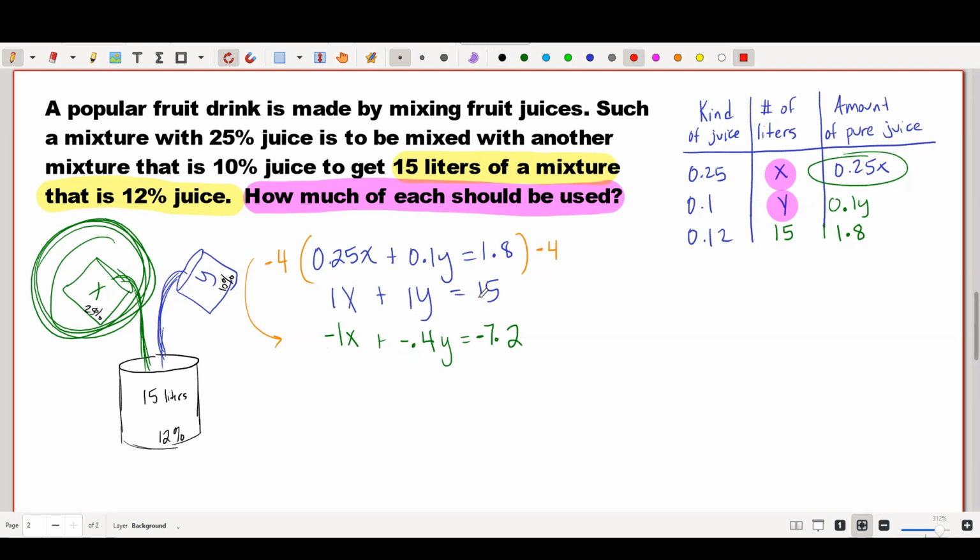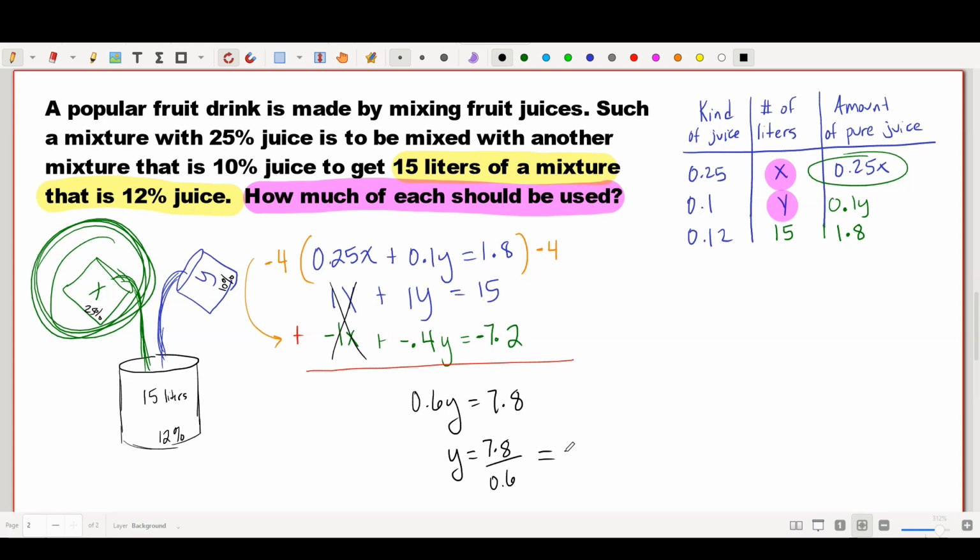I'm going to go ahead and eliminate by adding these two equations together and combining the like terms. And so 1x plus negative 1x, well, that's going to go away. Then I add my y's. I'm going to get 0.6y equals 15 plus negative 7.2. That's going to be 7.8. And this is what we want to see here. Now I can solve this by dividing by 0.6. So 7.8 divided by 0.6. And what does that give us? Gives us 13. So y is 13, and we got to an answer.